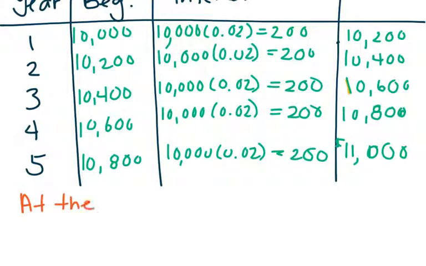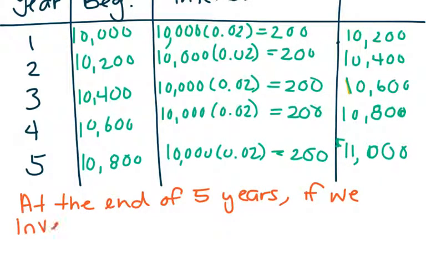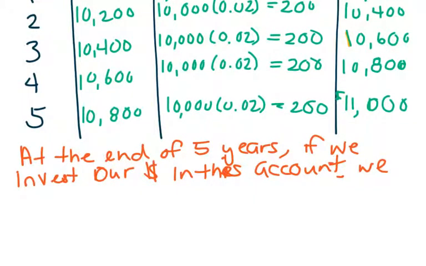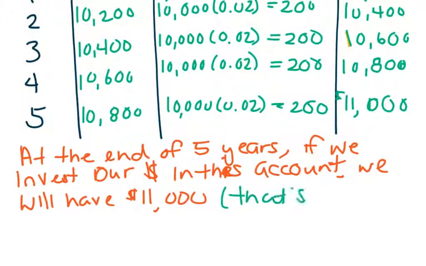At the end of 5 years, if we invest our money in this account, there we go, account, we will have $11,000. So we made $1,000 in interest. And I'm going to put a little note. That's $1,000 in interest. Woohoo! Free money.